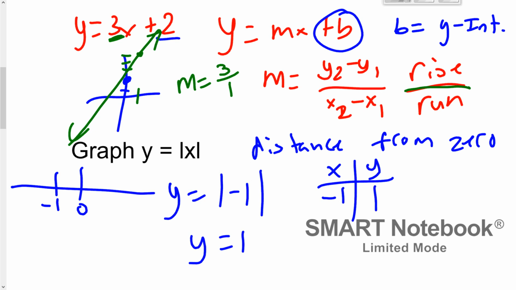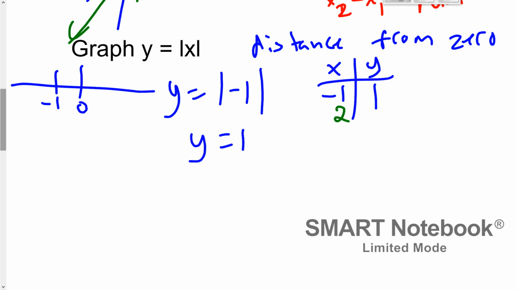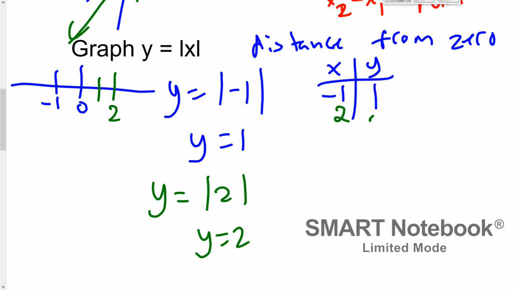Then I can plug another number in, say 2, positive 2. So y equals absolute value of 2. This is asking how far is 2 away from 0? Well, that's 2. So my y is equal to 2. My x was 2, my y is 2. So then I can graph this. I have -1, so left on my x's, because the left is negative, and then up 1 on my y's. I plot that point, (-1, 1). Now I can plot this point over 2 and up 2.